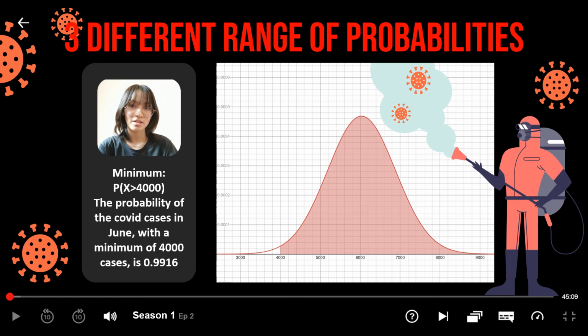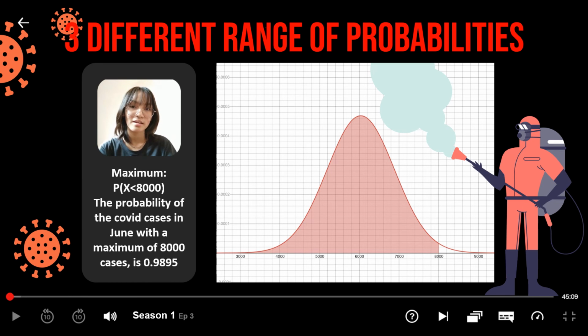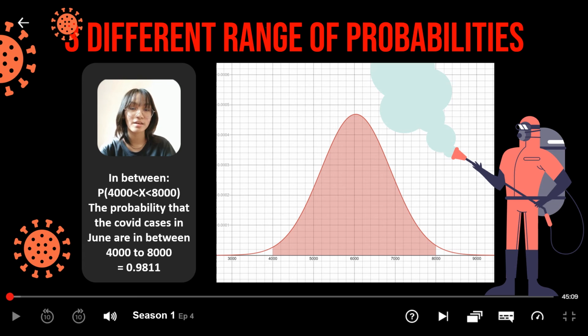So there are three different ranges of probability. Firstly, the probability of COVID cases in June with a minimum of 4,000 cases is 0.9916. Next, the probability of COVID cases in June with a maximum of 8,000 cases is 0.9895. And finally, the probability of COVID cases in June that ranges between 4,000 to 8,000 is 0.9811.